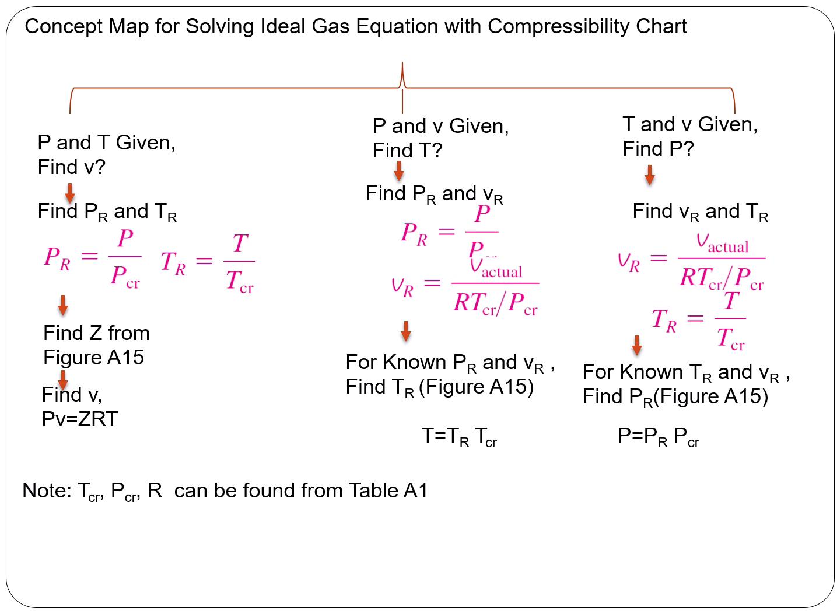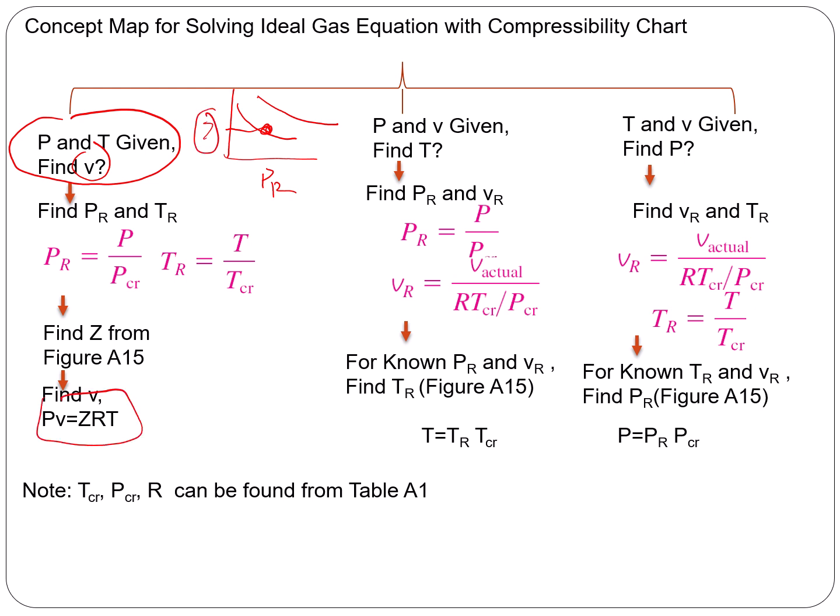Okay, so there are three cases. So this is kind of a concept map for solving the ideal gas equation with a compressibility chart. If pressure and temperature is given, then we want to find the specific volume. Okay, so in that case, you can find PR and TR. So PR is the x-axis, and TR is something like this. And if you know PR and TR, you can get the intersection point, and corresponding to that you get the value of Z. And once you know the value of Z, use it in this equation.